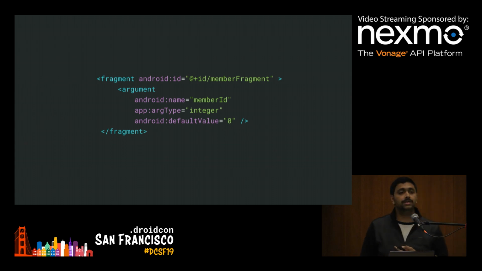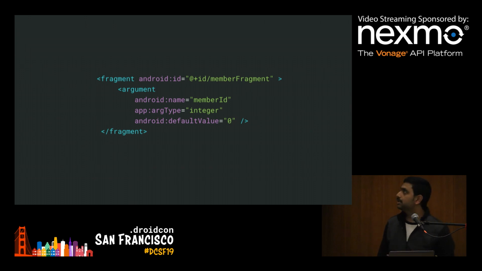The type could be anything that is supported by a bundle. So it could be an integer, it could be a string, or it could be a class that extends parcelable, serializable, enums, and everything as well. So what you can do is you can create an argument tag inside the destination. If you create it inside a destination, that means the argument is available for all the actions that are using this destination. If you're creating it to a particular action, then you can use that argument with just that particular action.